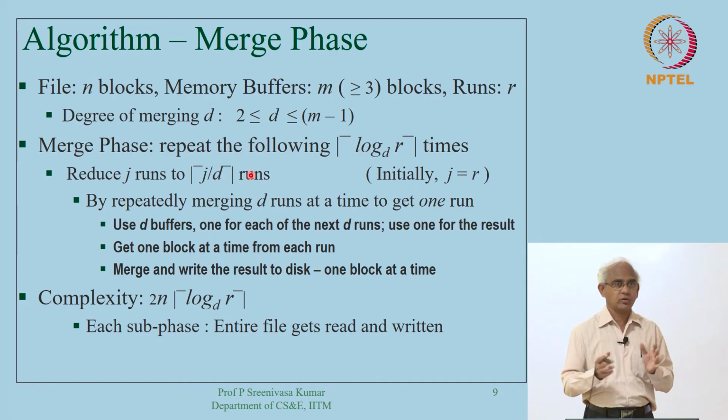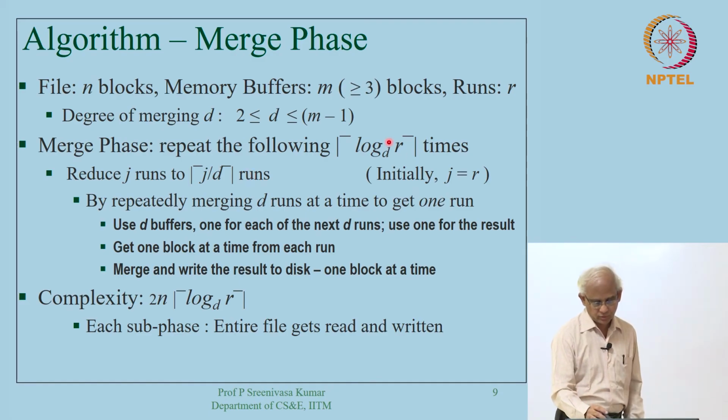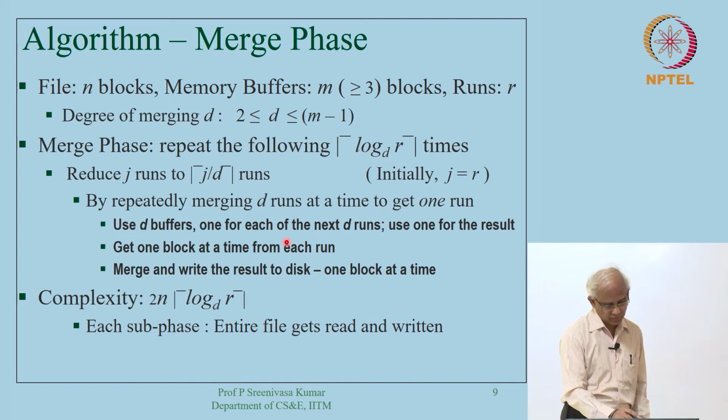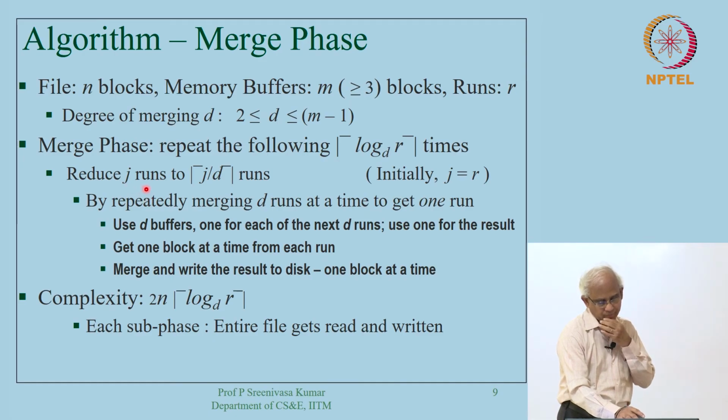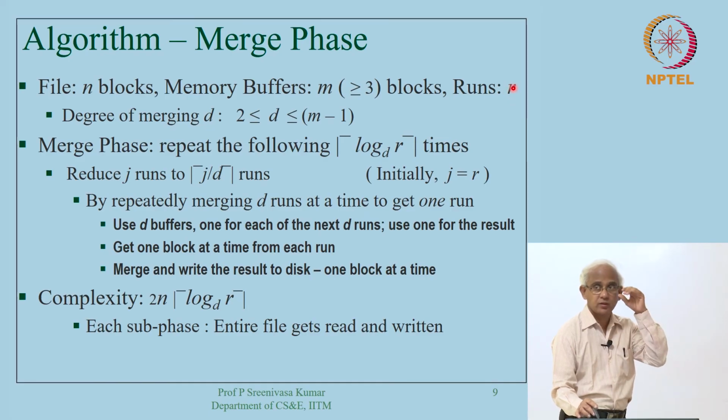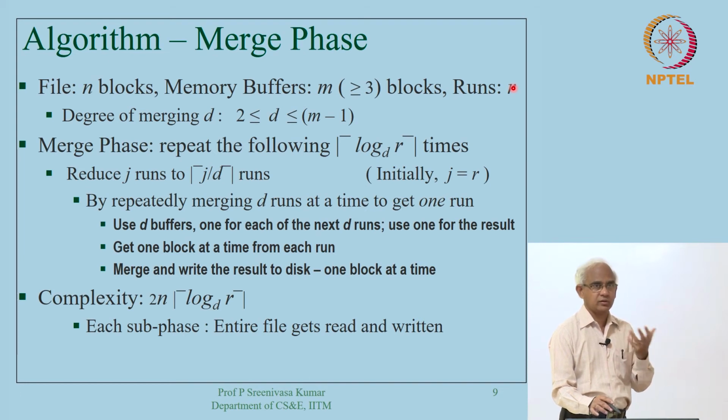So, if you have 1024, okay, you know what the log function is, so I do not have to repeat that. Since you are doing this log r to the base d number of times, what is this doing? In each of these phases we are reading all the runs and then converting them into a fewer number of runs. Essentially we are reading the whole data file.